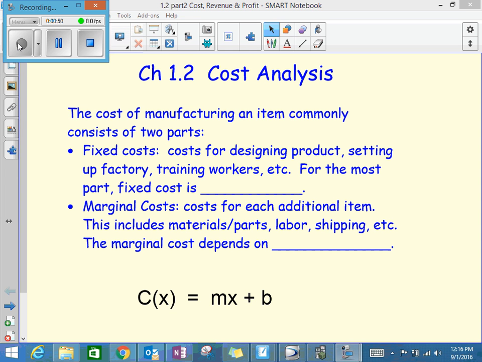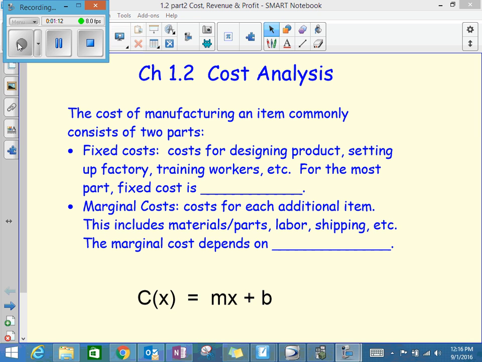All right, so when we're talking about cost, we're talking about the cost of manufacturing an item. In other words, the manufacturer is bearing this cost, okay? It's not the cost of what you're paying for the item, it's more the cost of making the item. Does that make sense?